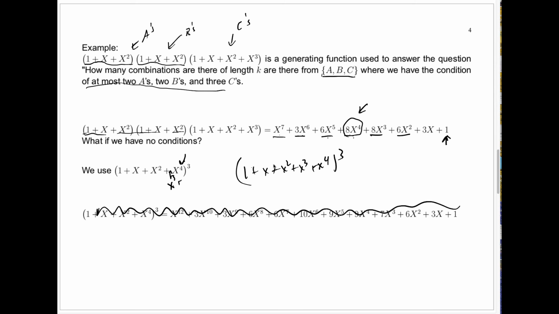And this generating function would tell you how many combinations there are of length 4 from the 3-letter alphabet A, B, C. No conditions whatsoever. And how would we do this? We would expand, and we would look for the coefficient on x to the 4th power. Now, you should remember that you can actually use things like the multinomial theorem to help you with this, but I'll leave that for you guys to play with.